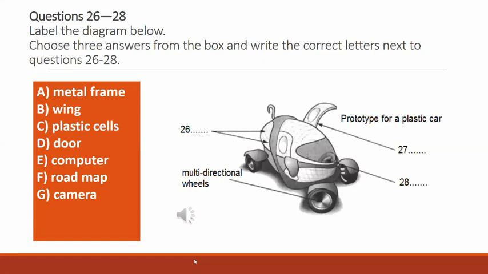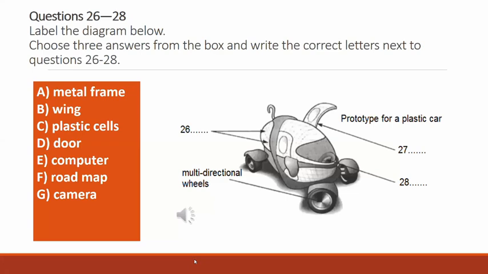So as we can see, having done that critical analysis before listening has really helped us to be able to identify the answers. And so 26, obviously we heard both plastic cells and a metal frame. But here the answer will be C, plastic cells, which will go around a metal frame. So obviously the metal frame is underneath the plastic cells.